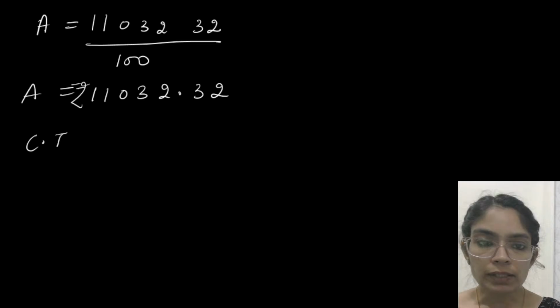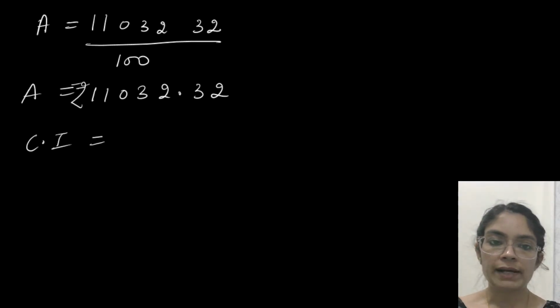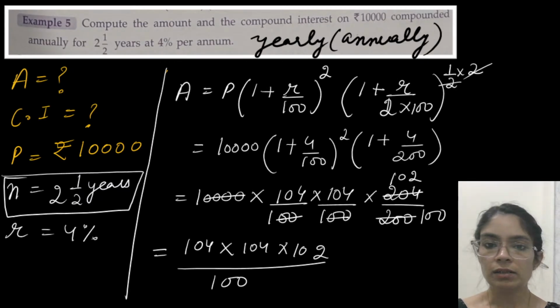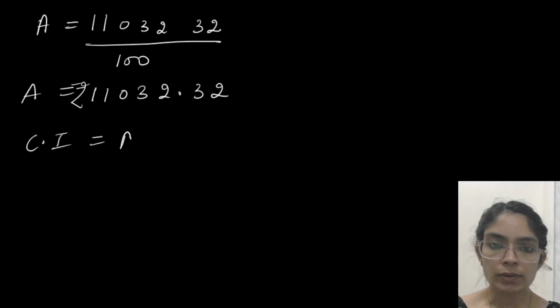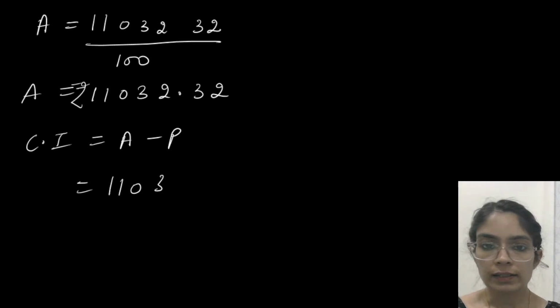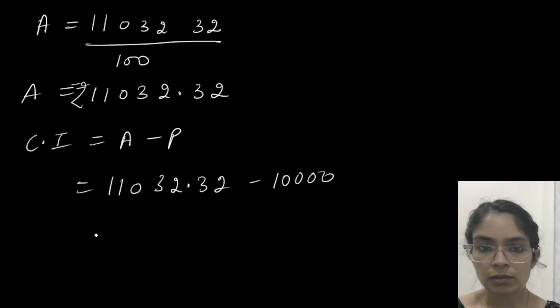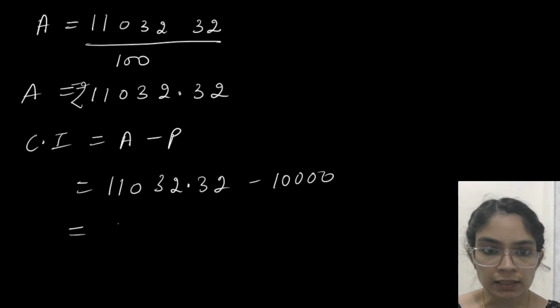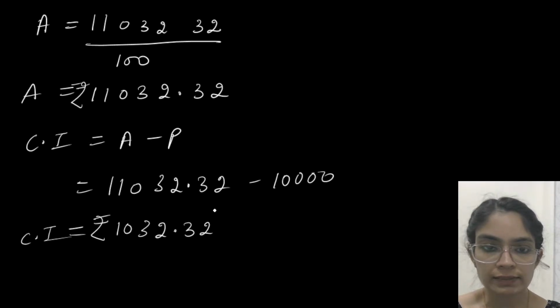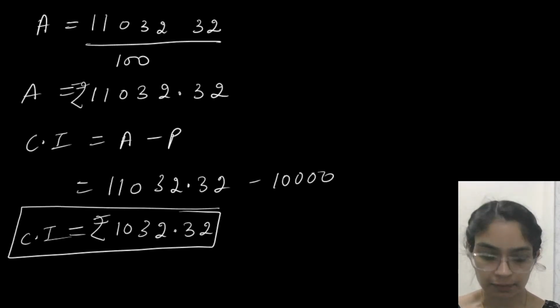Let's find compound interest, because in this question we have to find both: the amount as well as the compound interest. Compound interest is A minus P. A is 11,032.32. P is 10,000. So if we do subtraction, it is 1032.32. That's the value of the compound interest.